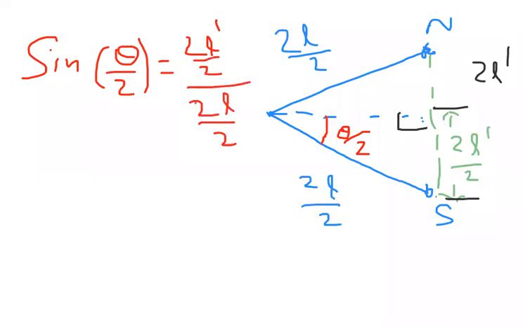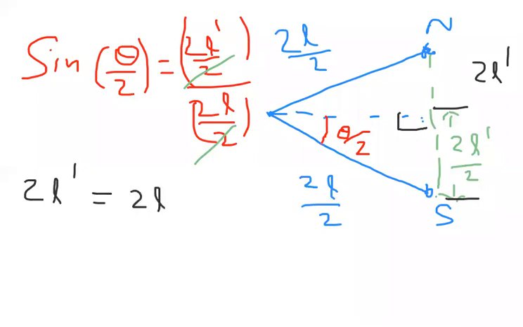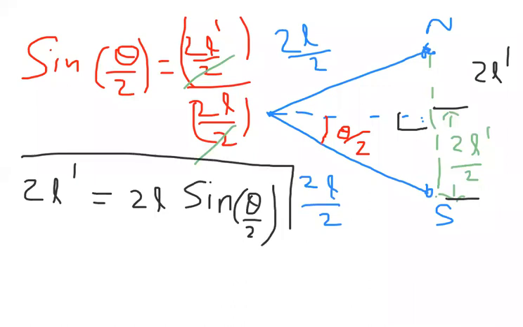If I have written this one, in both the cases I can cancel 2 and 2. So what I am left with here means 2L dash is equal to 2L into sine of theta by 2. This is the relation between 2L dash and 2L. Now we got the relation between 2L dash and 2L.